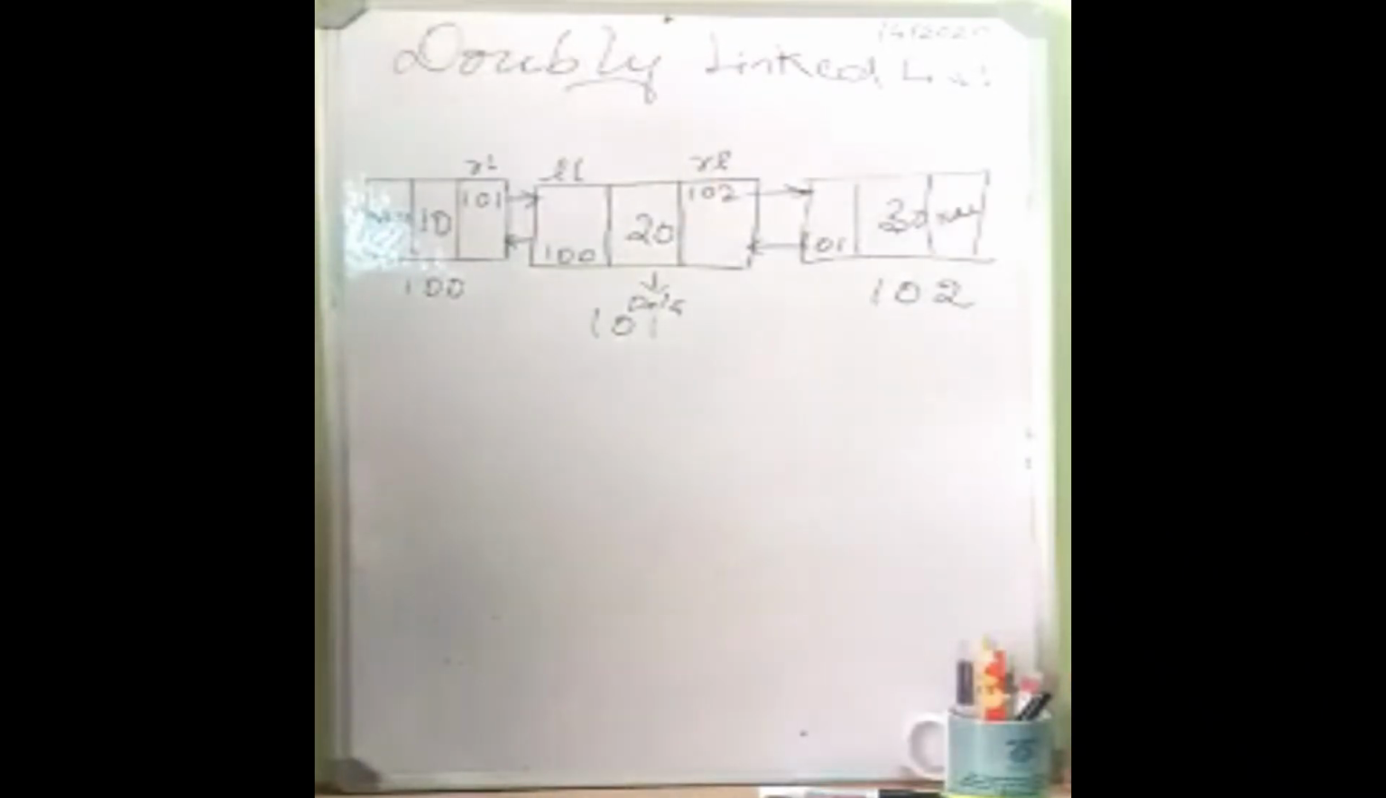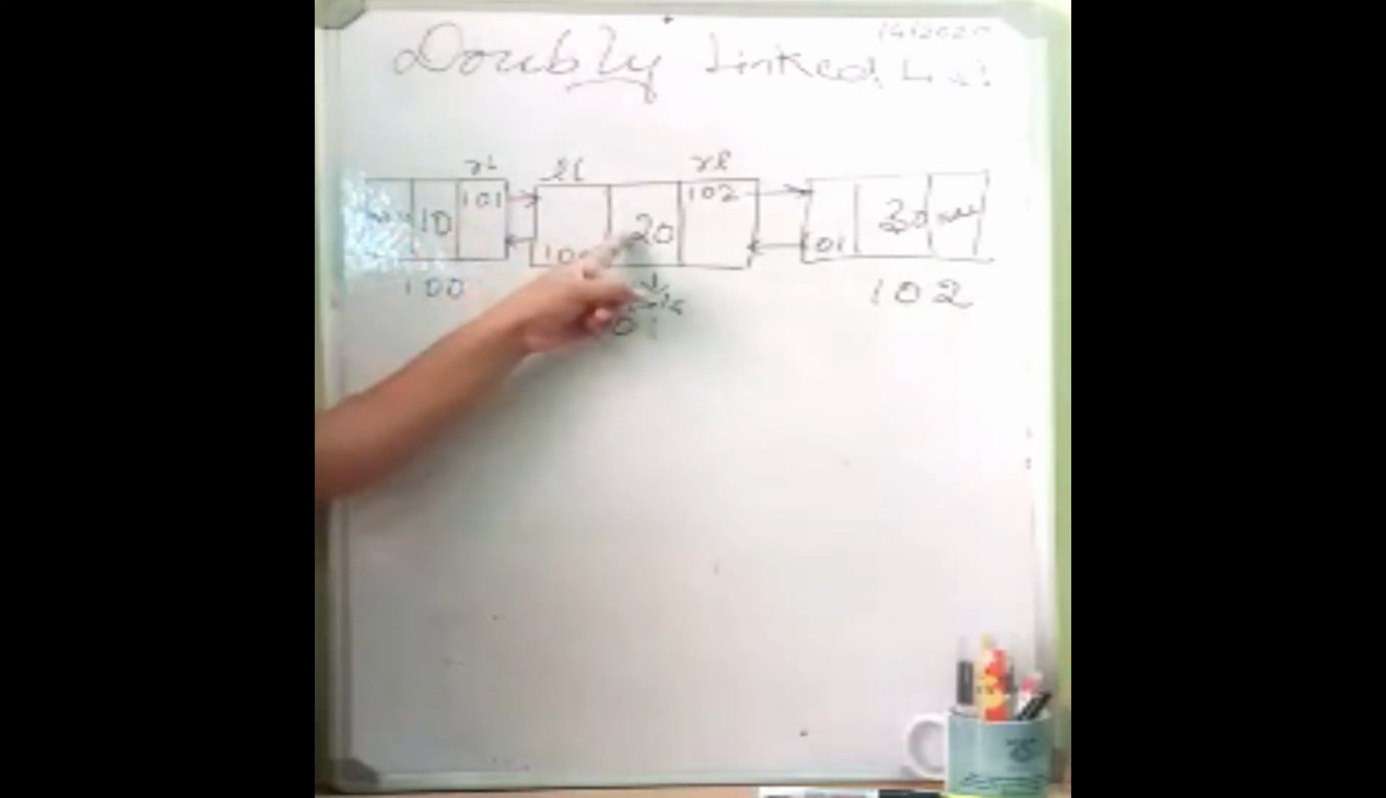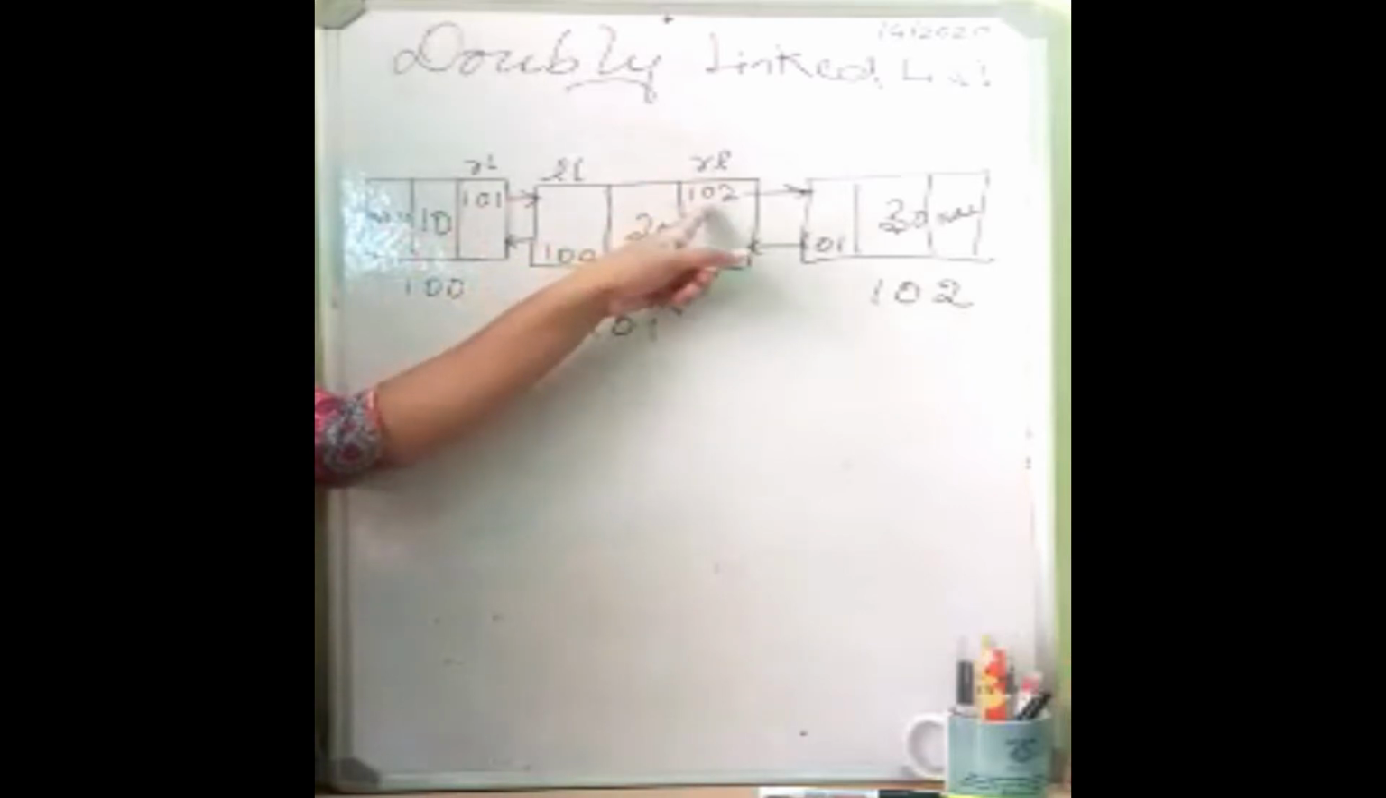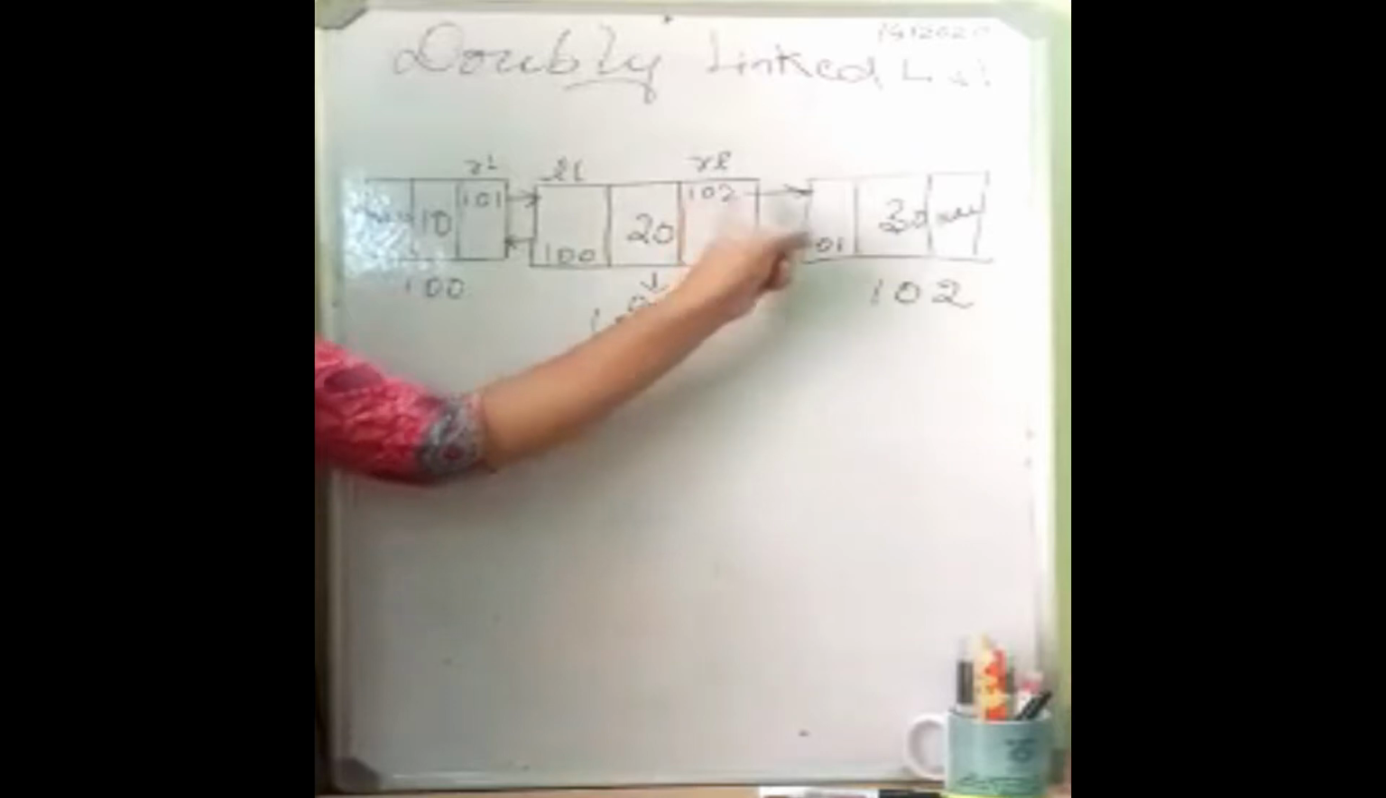Can you follow? I have three nodes, right? So I can move forward. After this, where is 101? 101 is here. I can move here. After this, in my right link, I have 102. Where is 102? 102 is here. I can move from here to here.